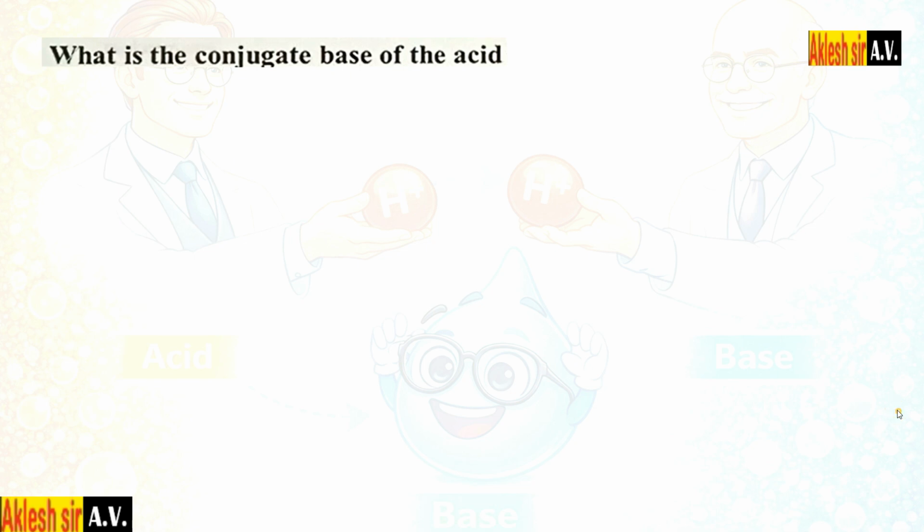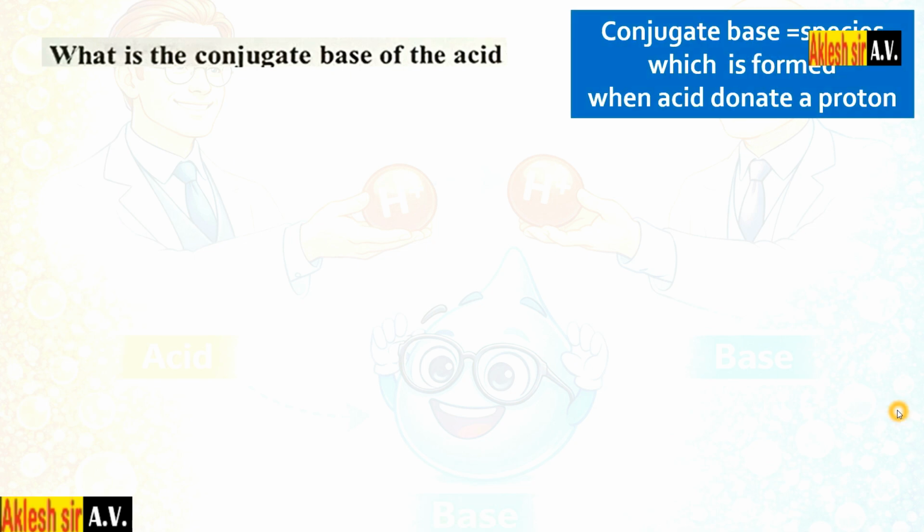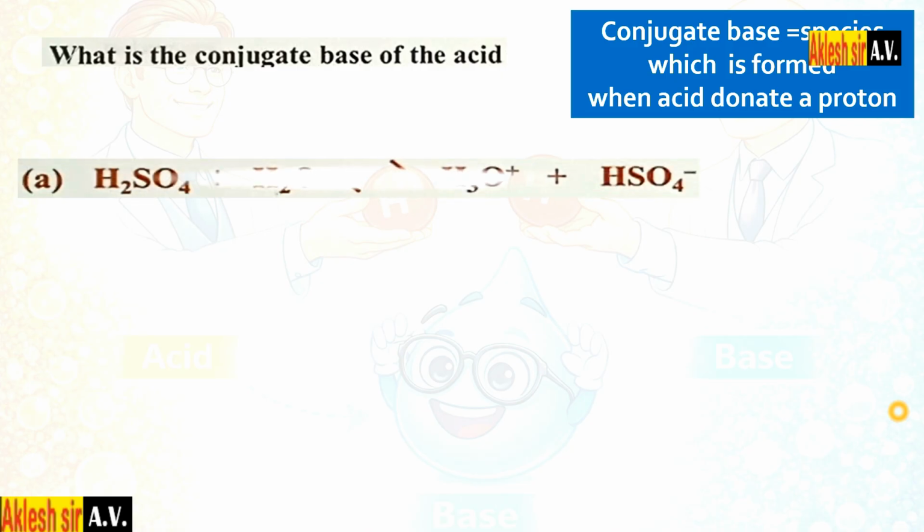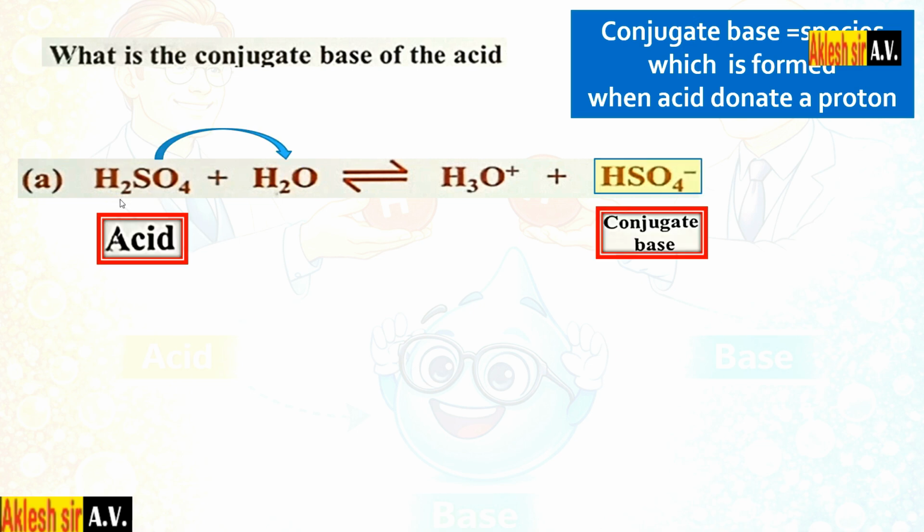What is the conjugate base of an acid? What is the meaning of conjugate base? It is the species which is formed when an acid donates a proton. Suppose I take one example: sulfuric acid reacts with water to give hydronium ion and HSO4 minus. We have to find the conjugate base of the acid, the species which is formed when the acid donates a proton. You know that sulfuric acid is an acid, and after donating the proton to the water molecule, it forms HSO4 minus. Therefore HSO4 minus is the species which is formed. This is known as what?